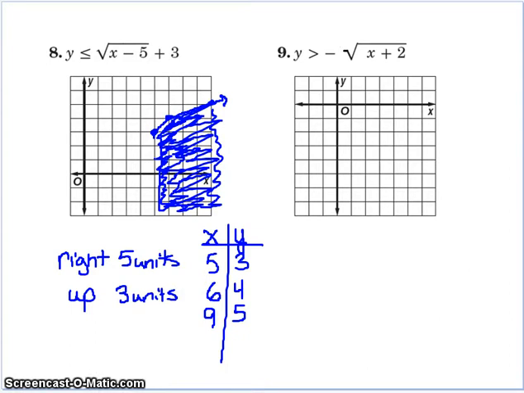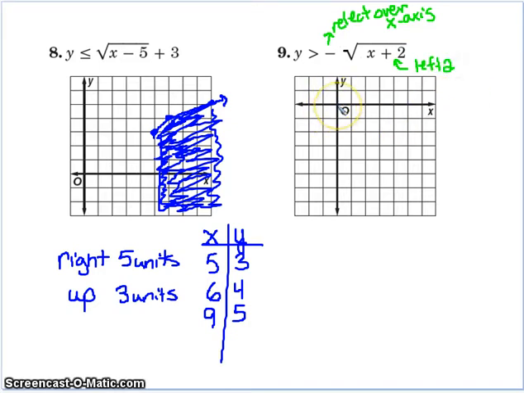Now, if we look at number 9, here we have our square root function. We have a negative in front, so that means we're going to reflect. This negative tells me we're going to reflect over the x-axis. And this +2 is underneath the radical, so that's going to be a horizontal shift. Horizontal shifts are the opposite. So horizontal shift to the left 2.